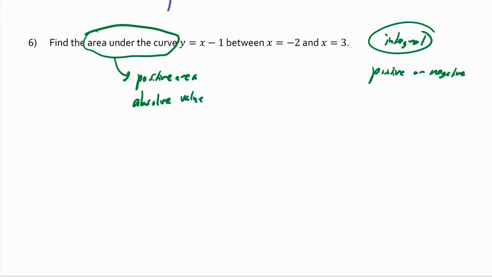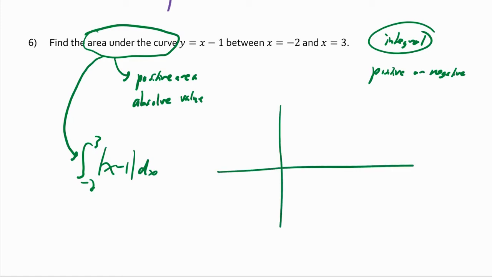So the area under the curve between -2 and 3 of x minus 1, this is equal to the absolute value. Anytime you see area under the curve, we are referring to absolute value. And sort of an easy way to get at it is actually just to graph x minus 1. Put the ordered pairs down, -2, -3, and 3, 2.